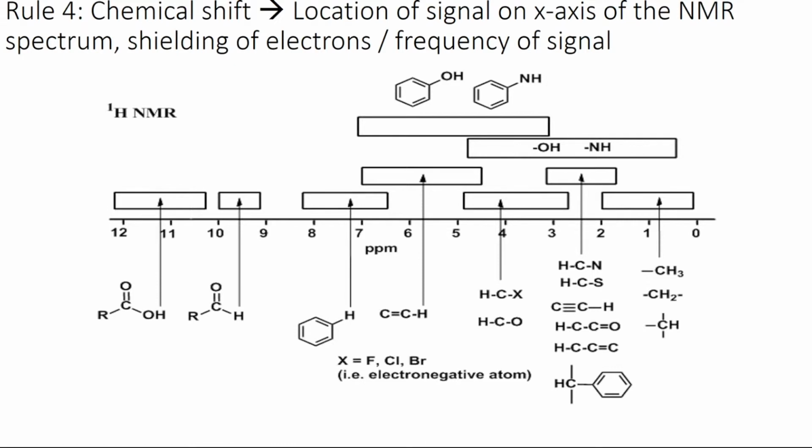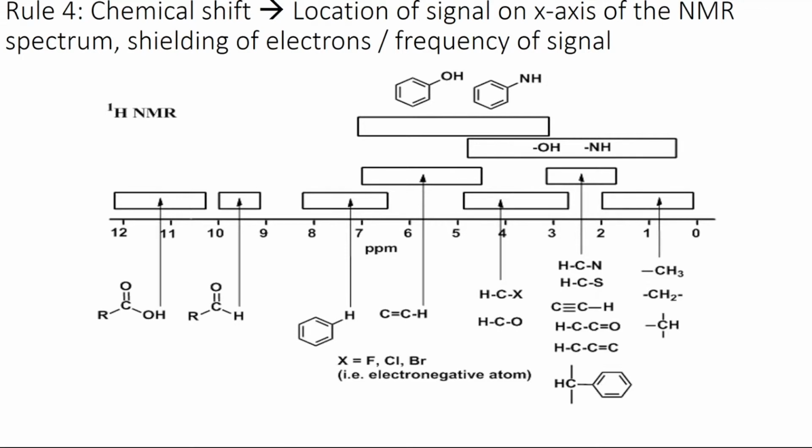Our last rule is chemical shift, and sometimes the other rules are enough to figure out what a compound is, but the chemical shift of these signals also gives us hints about what our compound is. What exactly does chemical shift mean? How does a chemical shift help me determine the compound?